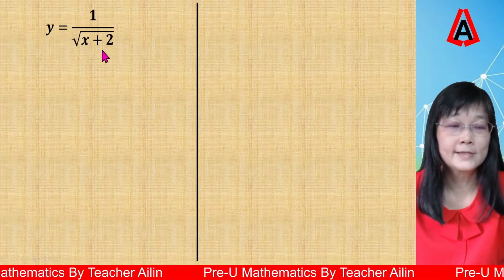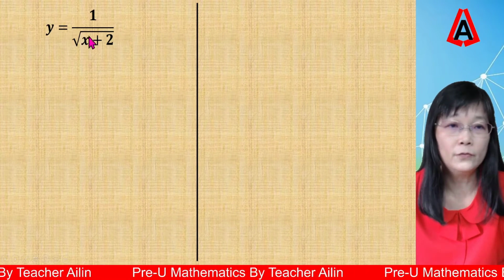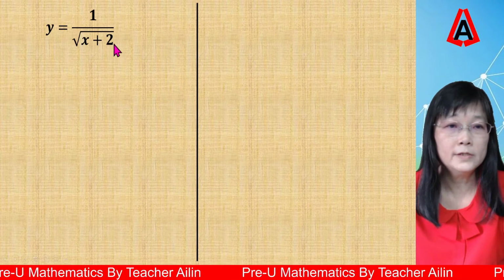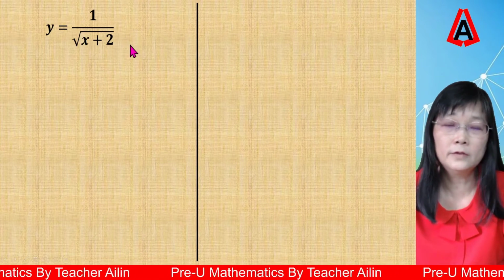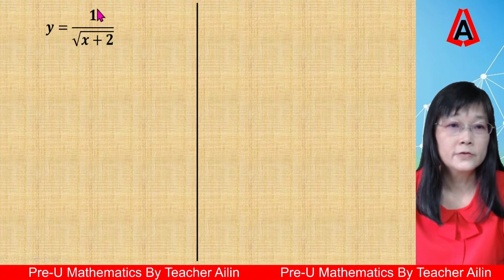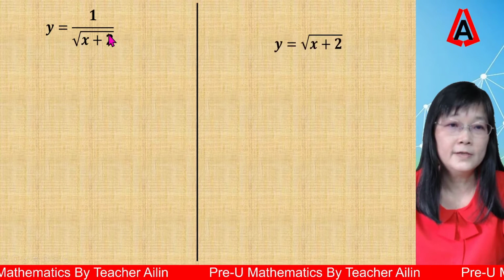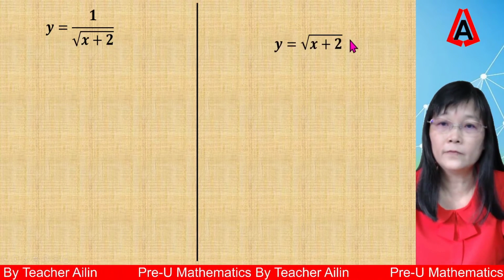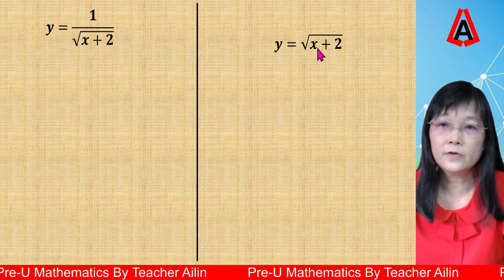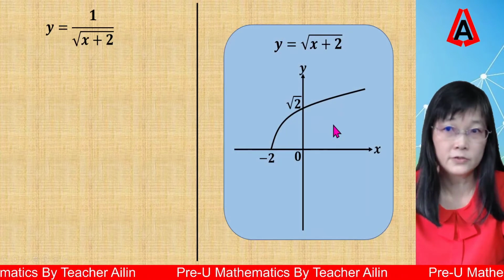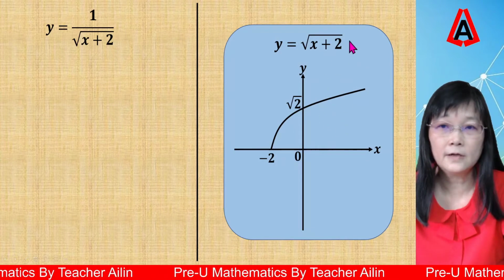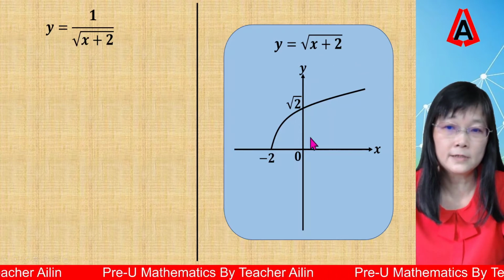Now we are going to sketch the reciprocal function 1 over square root of x plus 2. For 1 over square root of x plus 2, we know that we are not able to use the transformation method. So first, to sketch this graph, I'm going to sketch the graph of square root of x plus 2. To sketch the graph of square root of x plus 2, we can use the transformation method that we have already learned. So after sketching the graph of square root of x plus 2, this is the graph.